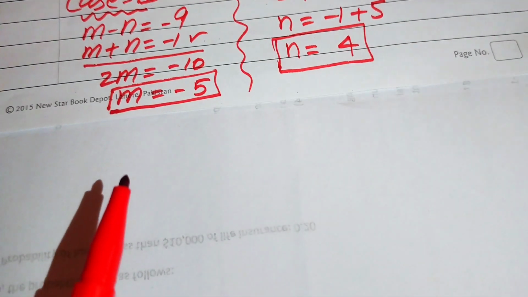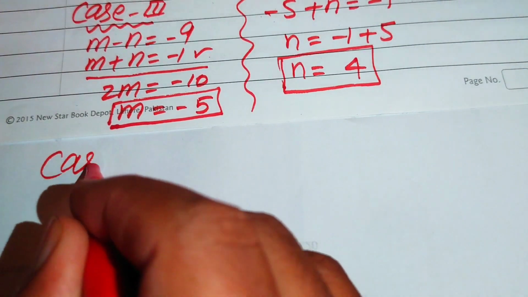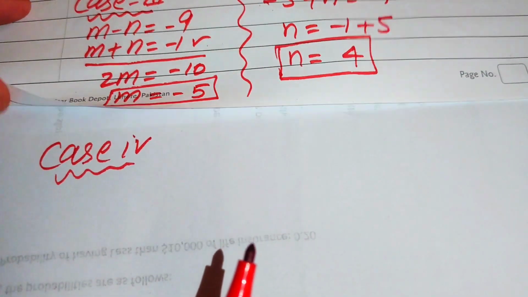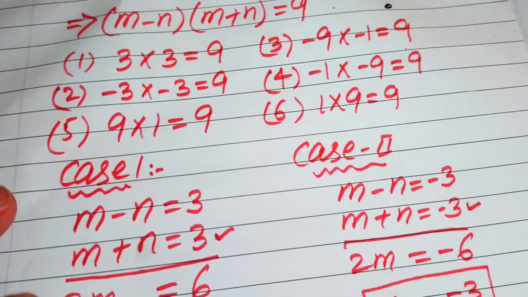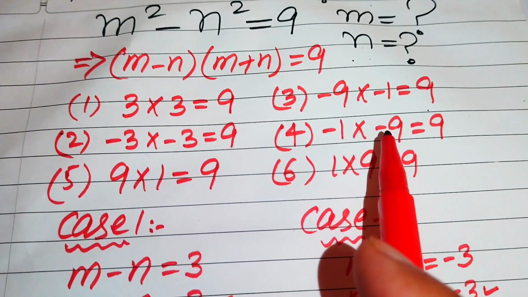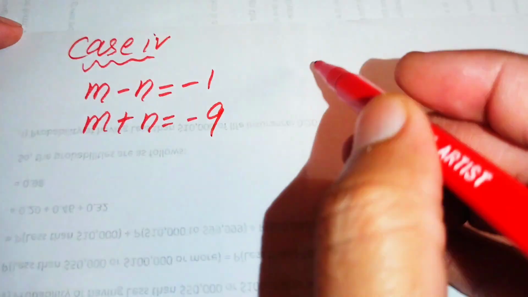So after that we move towards our case number 4. In case number 4 we have the comparison of left hand side, m minus n and m plus n, with case 4, which is minus 1 and minus 9. So we compare these two values here, and after comparing we get m minus n is equal to minus 1 and m plus n is equal to minus 9.